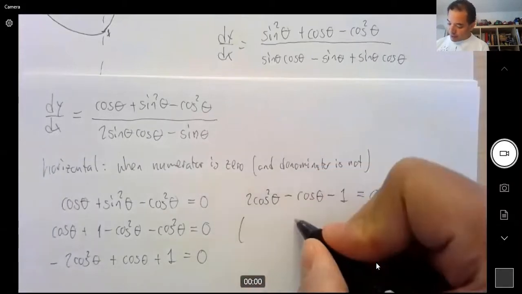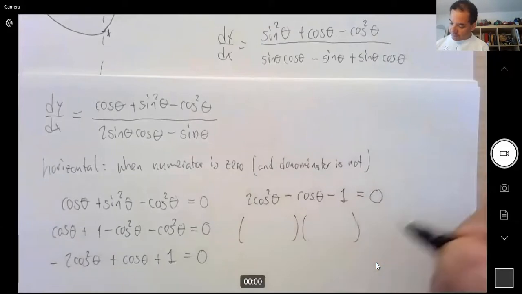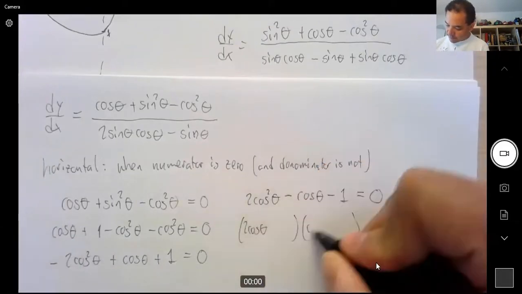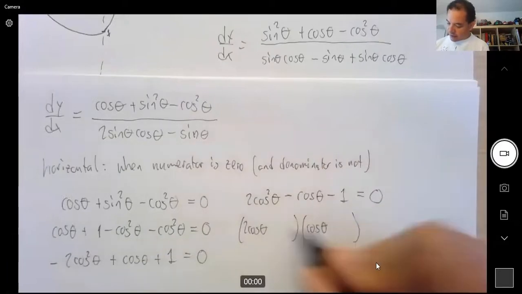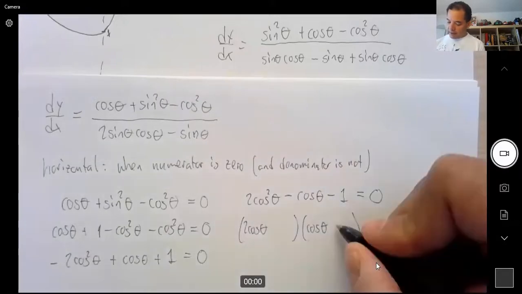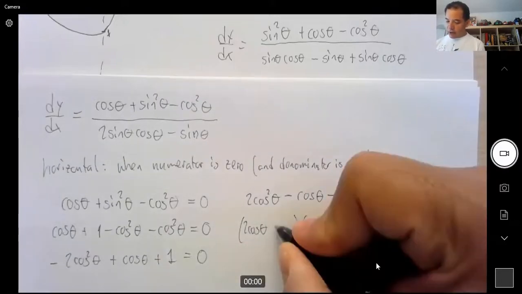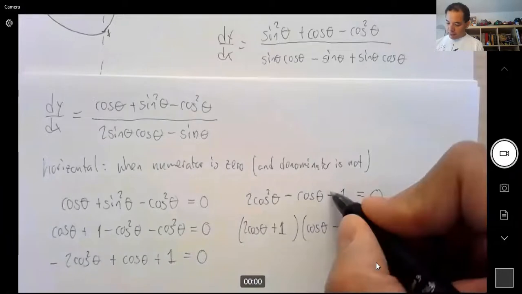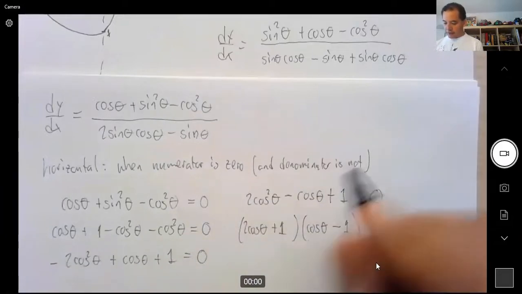So here, maybe we can try to factor it. Let's see if we can do it. It should be like this, and then look for numbers here. It should be like 1 and -1. So I'm thinking -1 here and 1 here. Professor? Should it be +1, not -1? Should be +1 here. Yes, thank you.